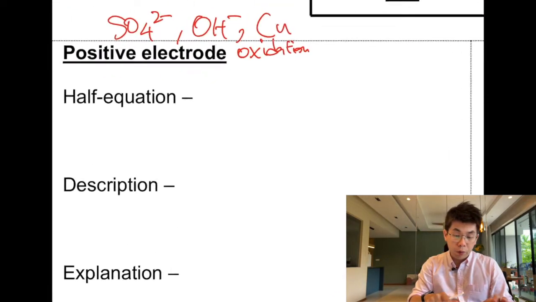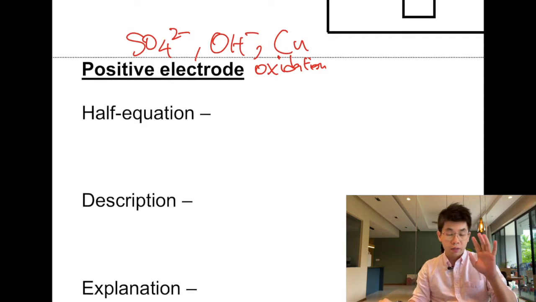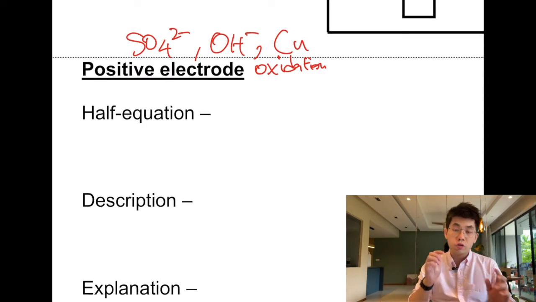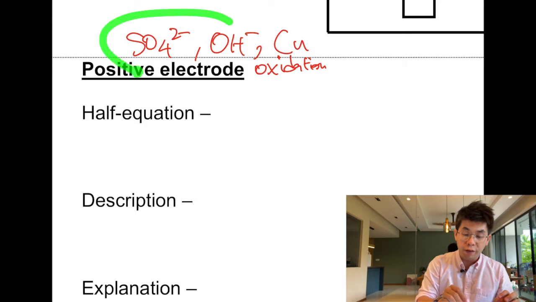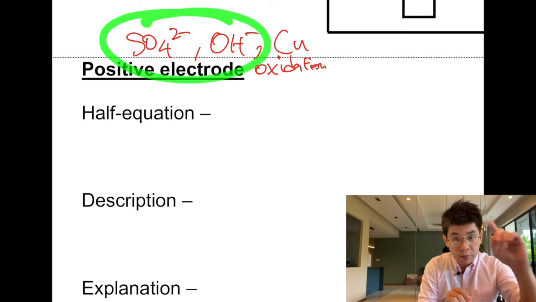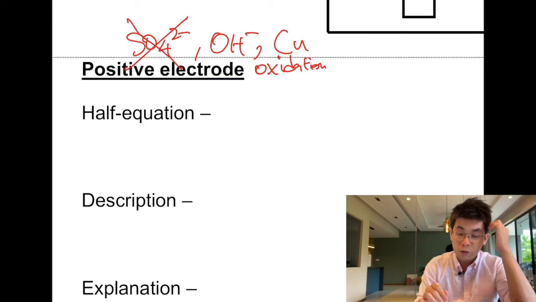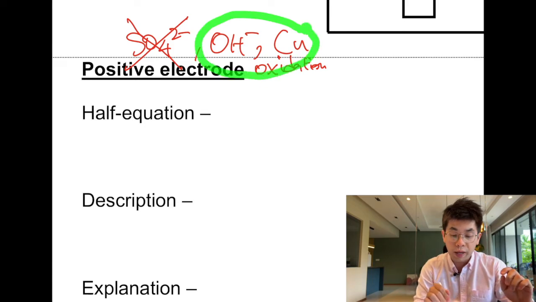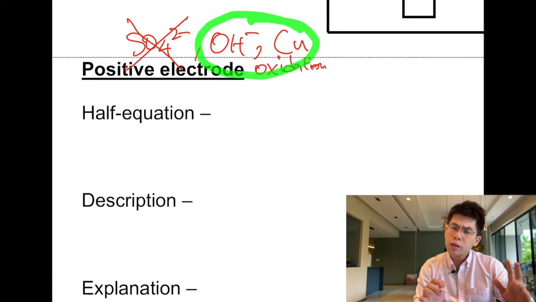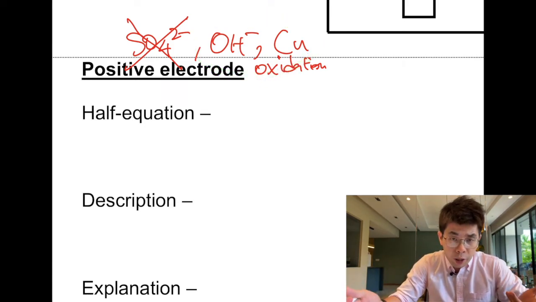Now, at the positive electrode, I have my sulfate, hydroxide, and copper. So let's compare sulfate and hydroxide. We can immediately remember that sulfate will never react. So sulfate we can cancel. Now, we need to choose between OH- and copper. Now, you might think, Mr. Benjamin, what will happen to copper?